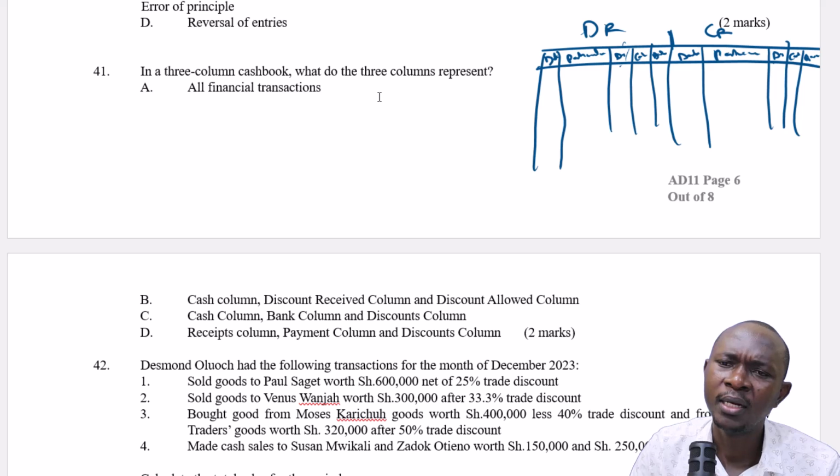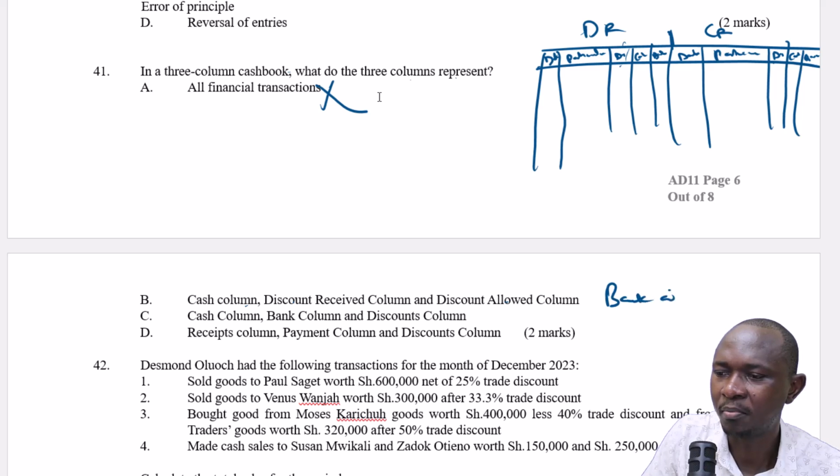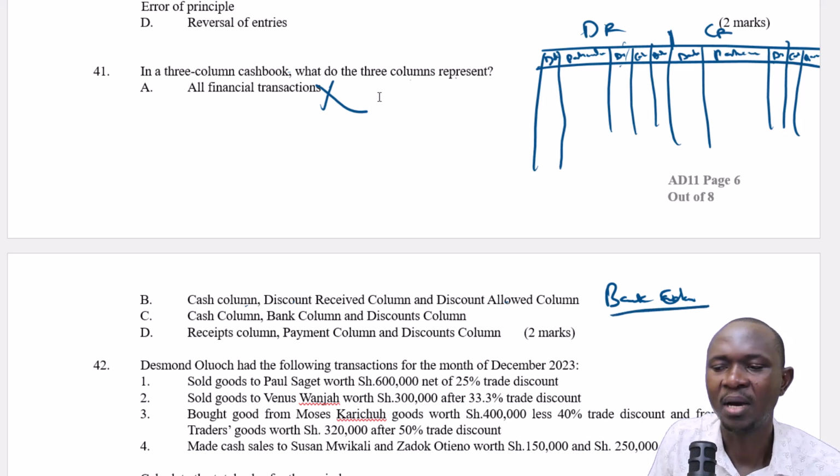Now, in a 3-column cash book, what do the 3 columns represent? A, all financial transactions, it can't be. B, cash column, yes. Discount received column, yes, and discount allowed column. It has left out the bank column. So this one is definitely no.